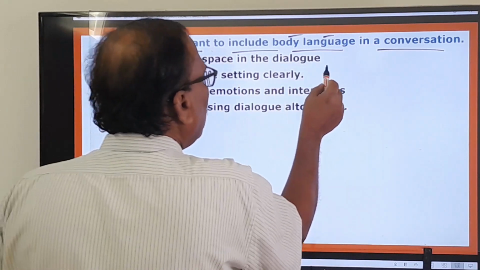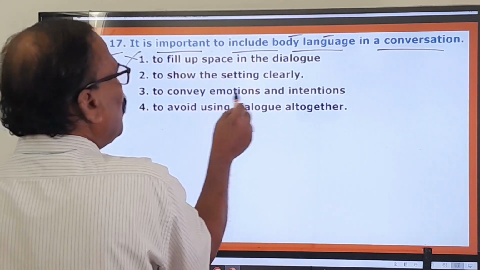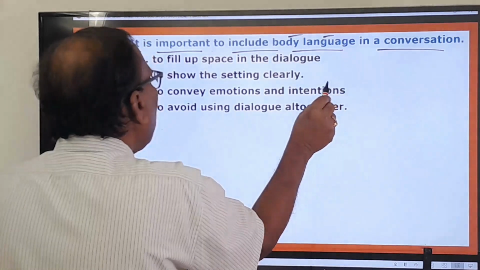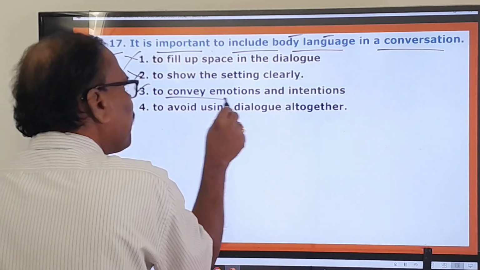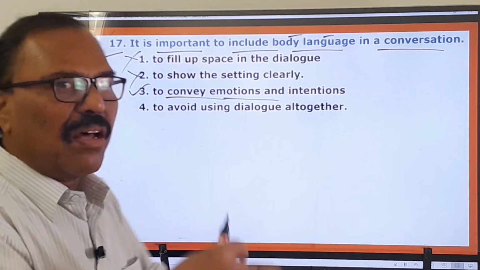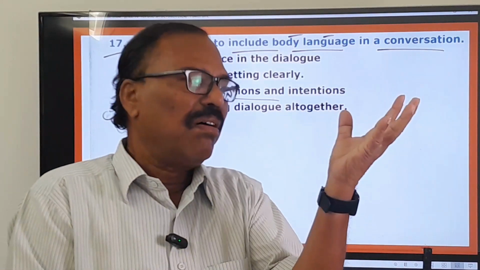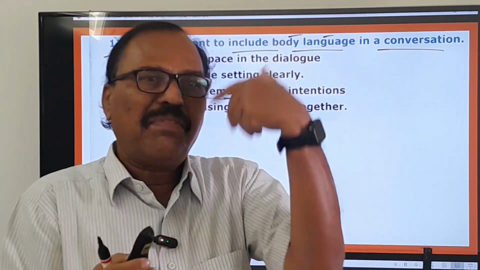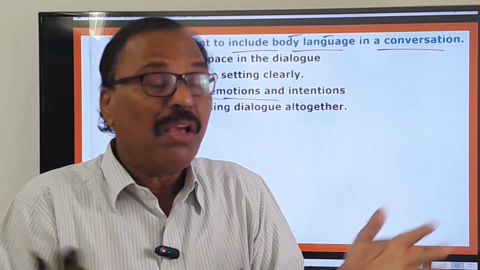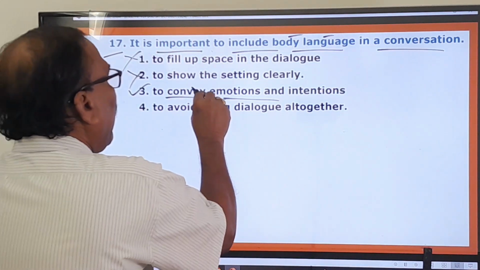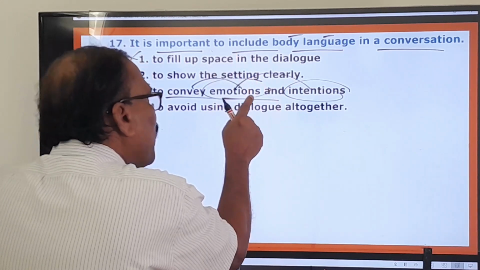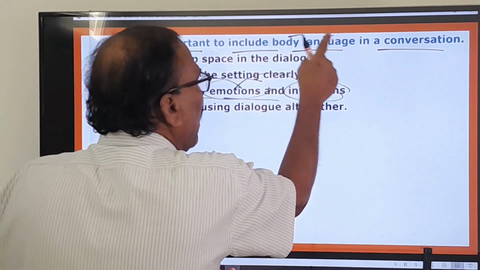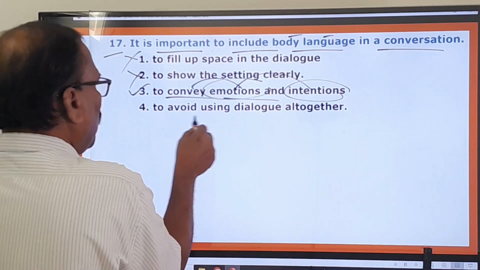To fill up space in the dialogue? No, not to fill up. To show the setting clearly? No, to convey emotions and intentions. In the conversation, we make use of our hands, fingers, and facial features, all of them. Why? Only in order to convey emotions and intentions. This is very important. For this purpose only, we use body language in a conversation, and not to avoid using dialogue.